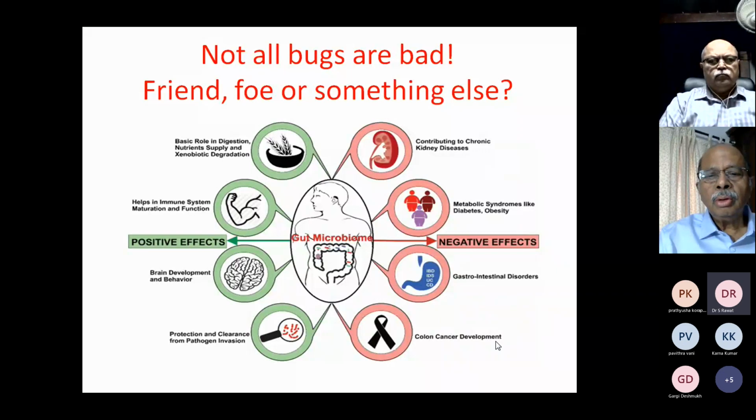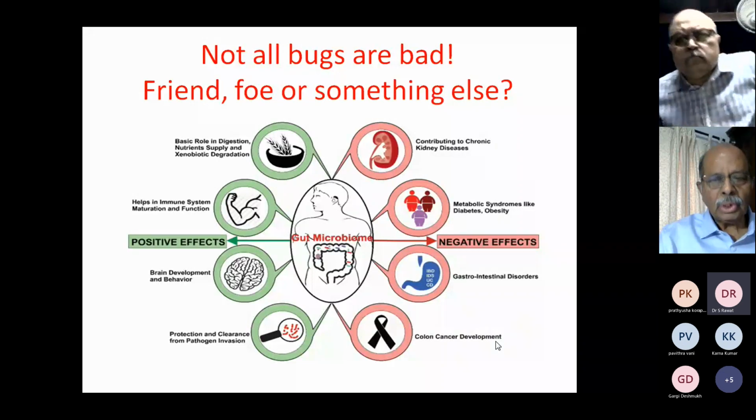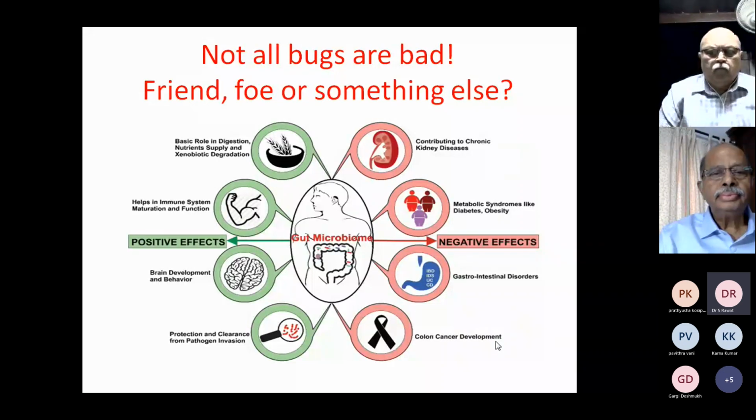Then there are colon disorders and so on. And then there are various important roles played by the microbiota. They help in immune function and maturation. They help in the development of the brain and various behaviors, and they also offer protection and help in the clearance of various pathogenic organisms. So these are the new concepts which are developing recently.